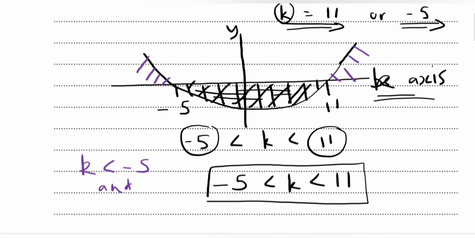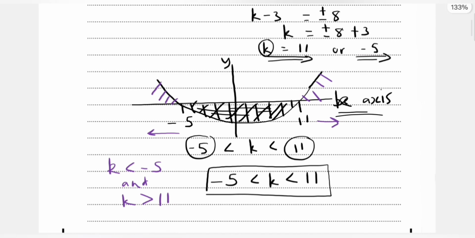and k greater than 11. K is less than minus 5 and k being greater than 11 for that particular case. But for this question, we're going from minus 5 to 11, right?